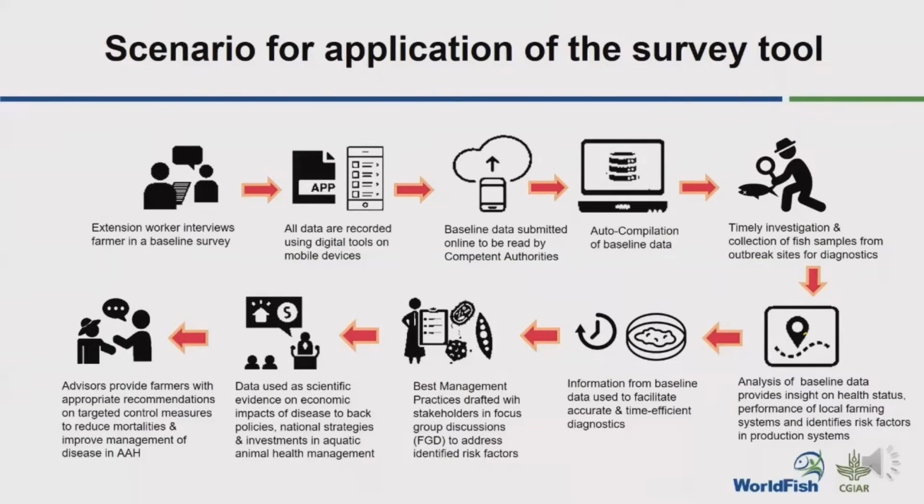The compiled survey data is then analyzed by the authorities to gain some insight on the current health status, performance, and risk factors. Survey findings can then be used to draft best management practices with stakeholders in focus group discussions and be used as scientific evidence to back national strategies and investments in aquatic animal health management. Finally, advisors can provide farmers with recommendations for targeted control measures to reduce mortalities and to improve management of disease.